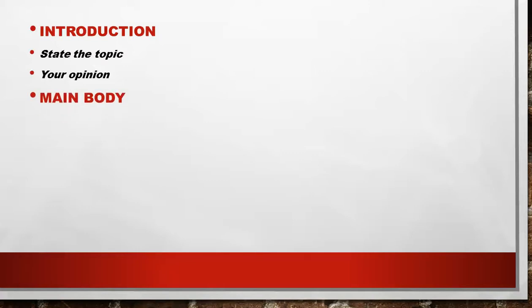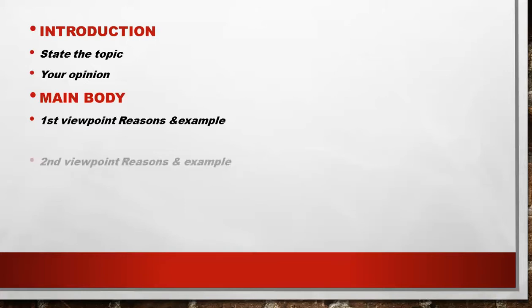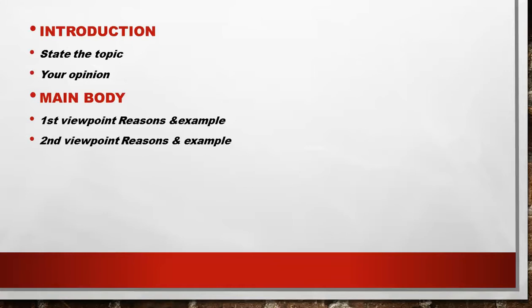The second paragraph, third paragraph, and fourth paragraph are the main body of your persuasive essay. In the second paragraph, you are going to express your first viewpoint with reasons and examples. In the third paragraph, you are going to express the second viewpoint with reasons and examples also. In the last part of the main body, you are going to refute the opposing viewpoint, giving us more reasons and examples.